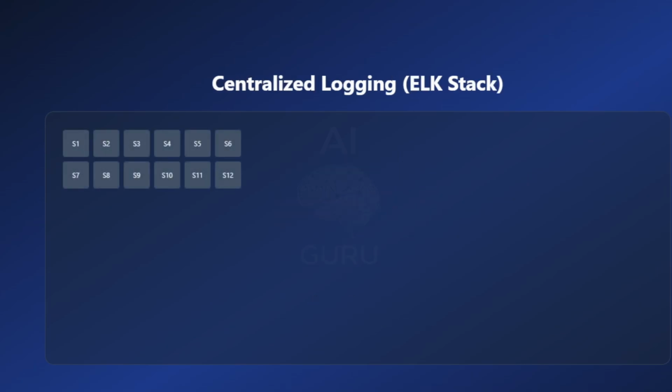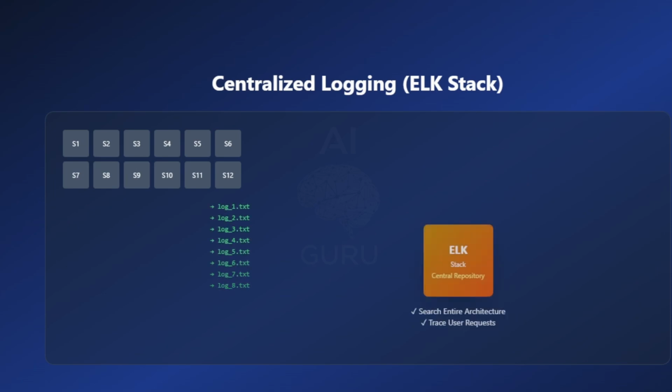Let's start with logging. When you have hundreds of servers, you can't just SSH into each one to read the log files. No way. Centralized log management is mandatory. Systems like the ELK Stack, Elasticsearch, Logstash, and Kibana, aggregate all the logs from all the servers, regardless of location, into one central repository. Which allows an engineer to search across the entire architecture instantly to find correlated errors or trace a single user's request as it jumps from the load balancer to the web server to the cache and finally to the database. Exactly.